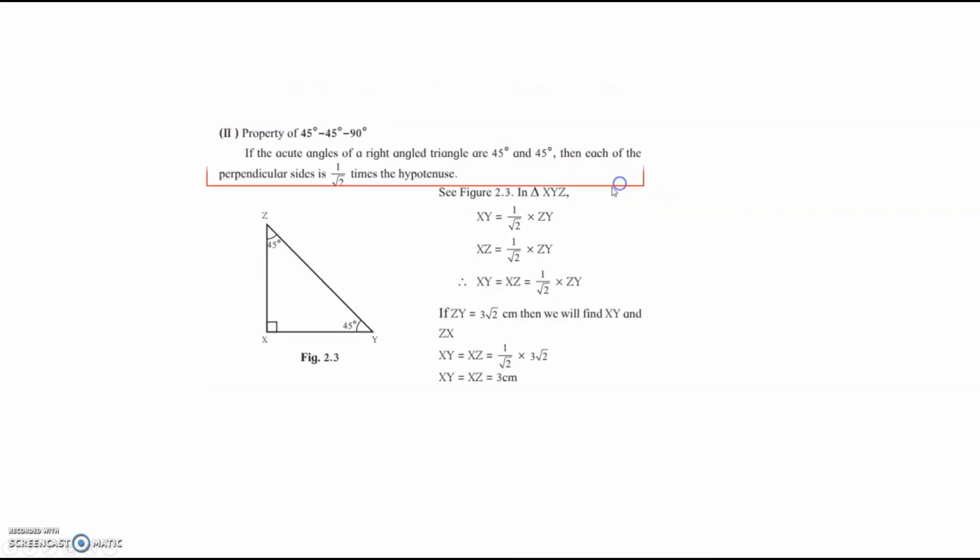Next is 45, 45, 90 triangle. If the acute angles of a right angle triangle are 45 degrees and 45 degrees, then each of the perpendicular sides is 1 upon root 2 times the hypotenuse.